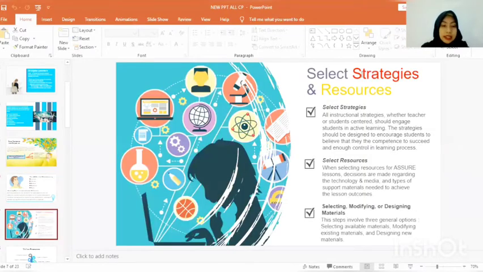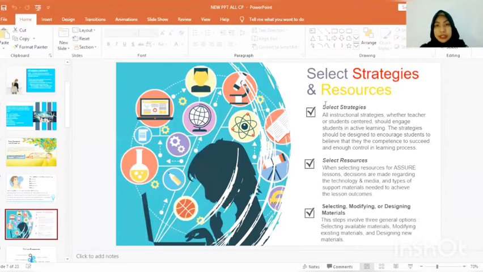Next, about select strategies and resources. The next step is creating effective lessons that support learning through the appropriate use of technology and media. It is the systematic selection of instructional strategies and resources. There are three guidelines here. Number one is select strategies.